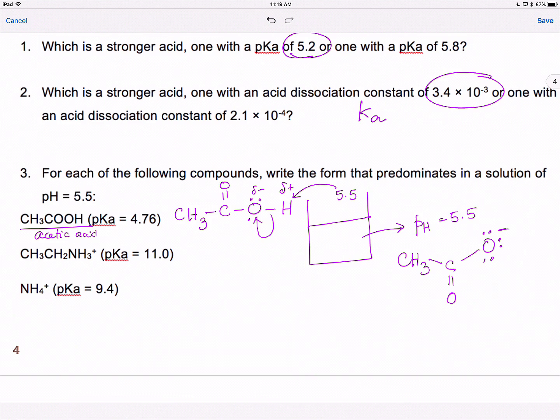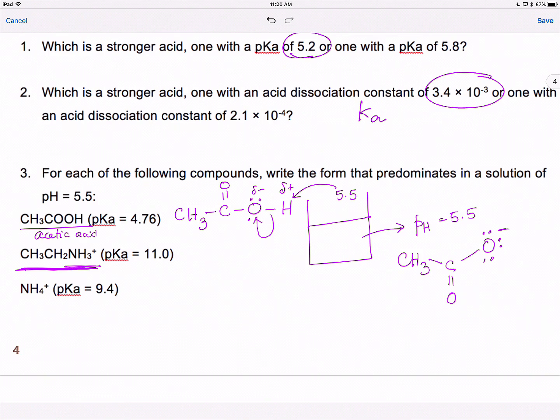Let's look at 11.0. 11.0, 5.5. Who's the stronger acid here? 5.5. So the 11.0 is going to function as a base, right? The 5.5 is a stronger acid. So the base, this is not going to give up your proton. That's what's going to happen. All right? So the predominant form for this can be left as such. You don't know the structure of the 5.5. You can leave it as such. 9.4 and 5.5.